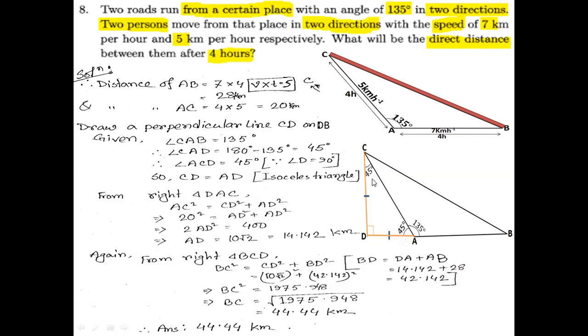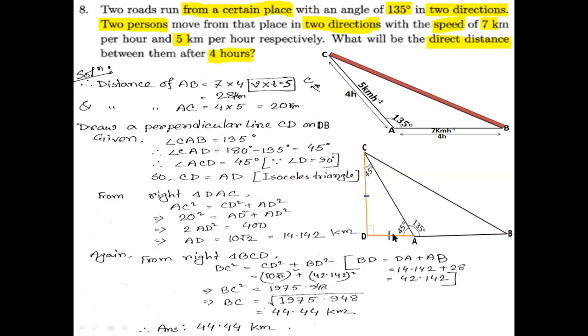And according to the isosceles triangle, we know two angles and two sides are equal. So we can say DA and DC, these two sides, are also equal. So CD equals AD because of the isosceles triangle. Clear? Okay. Now we will go through two triangles. First of all, we will take this small triangle, then we will take the total triangle. This small triangle is our right angle triangle DAC.